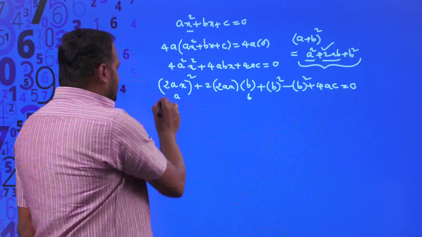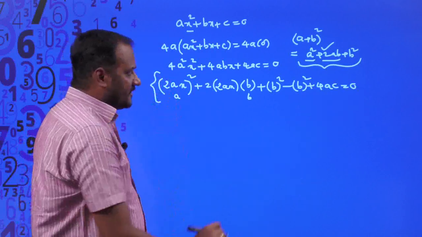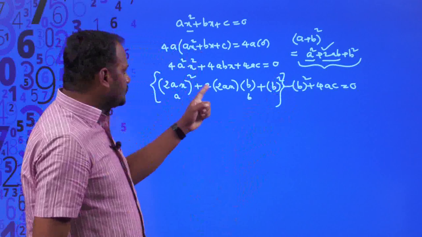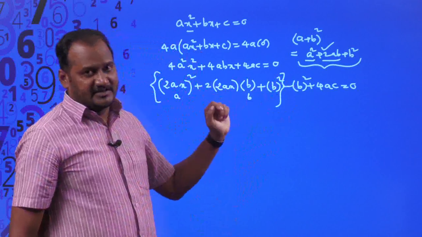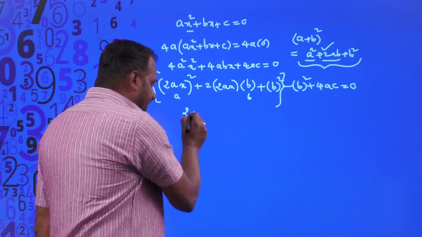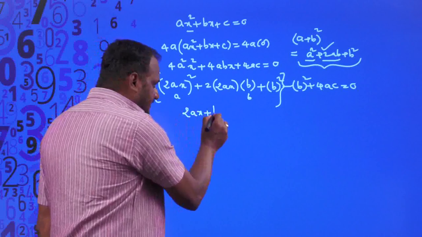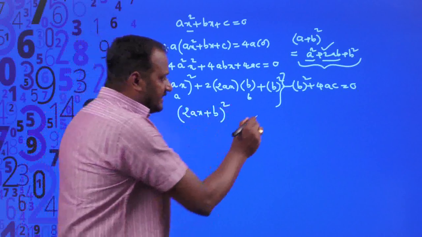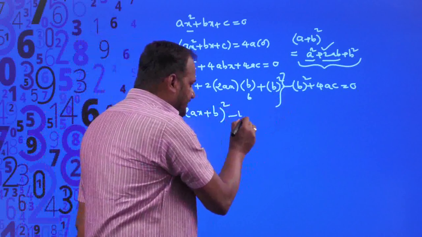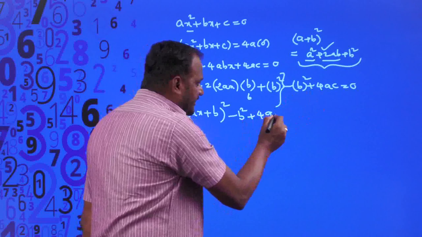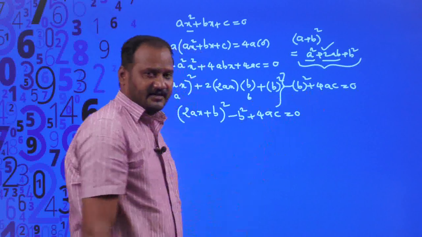Now, if you observe from here to here, it is in the form of a square plus 2ab plus b square. So, a square plus 2ab plus b square is going to be (a plus b) whole square. And then the other terms are, this is minus b square, and plus 4ac, is equal to 0. Right?